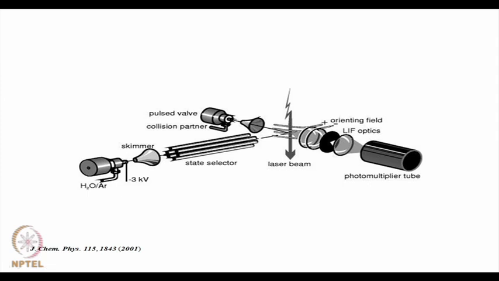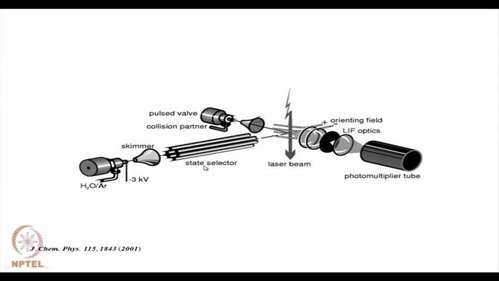It means it is a collision between OH and carbon monoxide, so oriented OH. Now, you see here you have H2 and argon mixed, and then passed through a high electric field, an electric discharge, so that this OH is generated, and then this OH goes through a skimmer and is passed through these hexagonally oriented plates, alternately plus and minus this way.